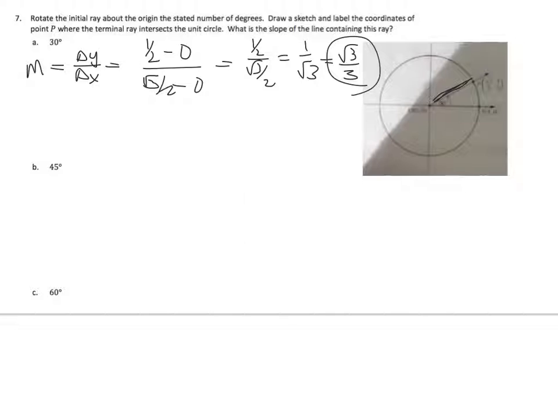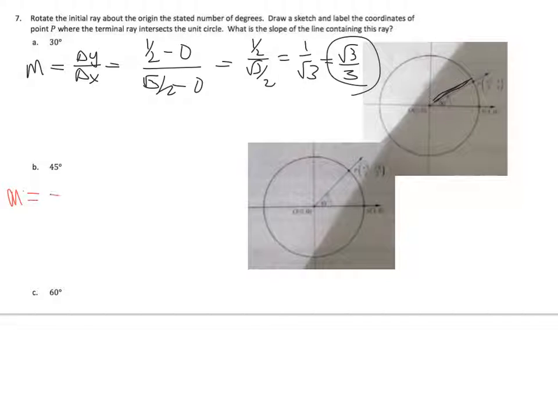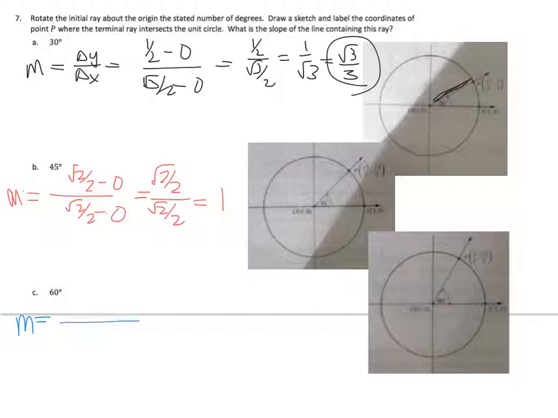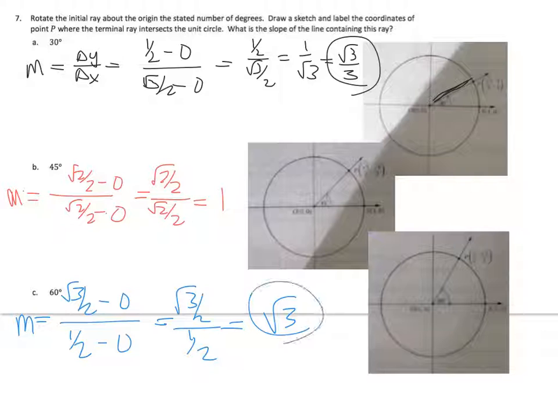45 degrees, again I'm doing change in y over change in x. So the y value for 45 degrees is square root of 2 over 2 minus 0, which is the square root of 2 over 2. Divide by the square root of 2 over 2, which is, in fact, 1. And then the 60-degree one. Again, we're calculating slope. Change in y would be square root of 3 over 2 minus 0. Change in x would be 1/2 minus 0. Square root of 3 over 2 over 1/2 gives me just plain old square root of 3.